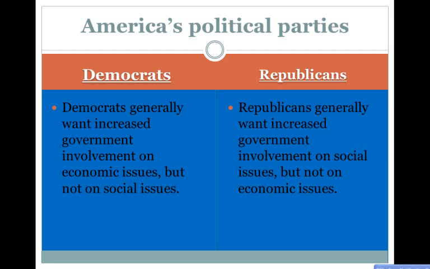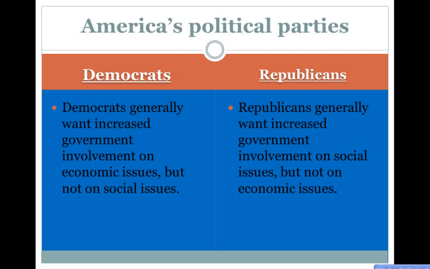Republicans believe the opposite. So again, not all Republicans are this way, but the vast majority of Republicans believe the government should be less involved on economic issues. They want businesses to be able to do what they want. This includes lower taxes and lower regulation. But most Republicans believe the government should be more involved on social issues, meaning making abortion illegal, making gay marriage illegal, closer limits on immigration, less gun control. So those tend to be the differences between the two parties.